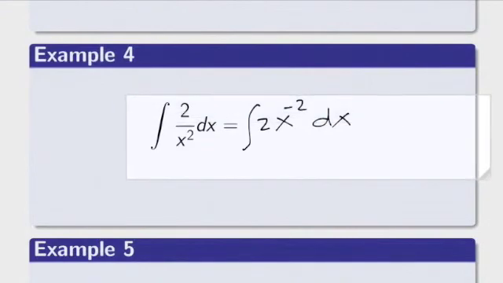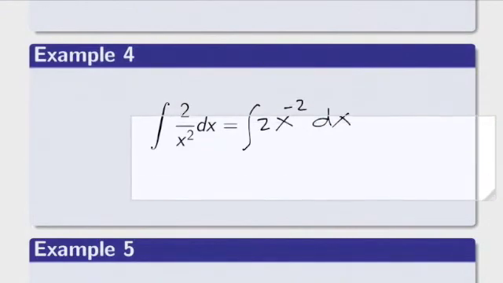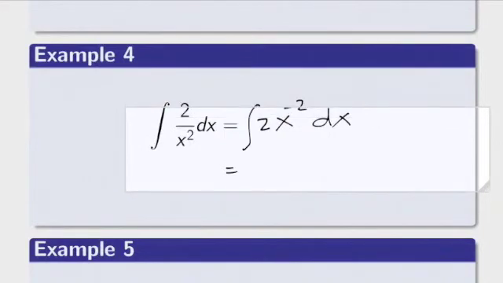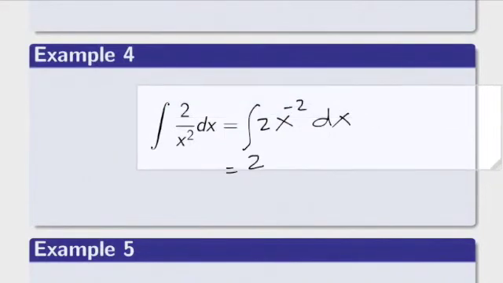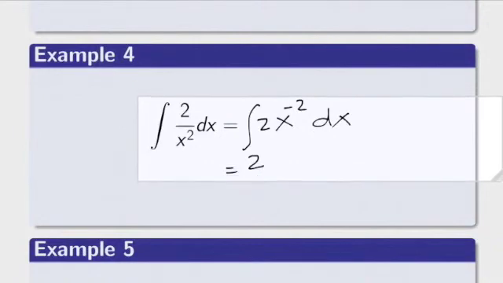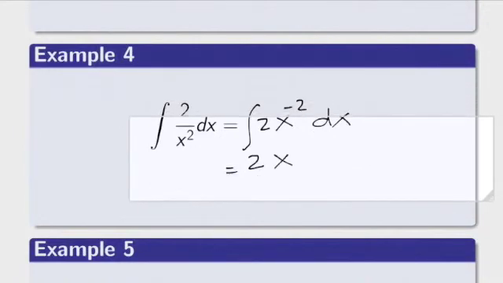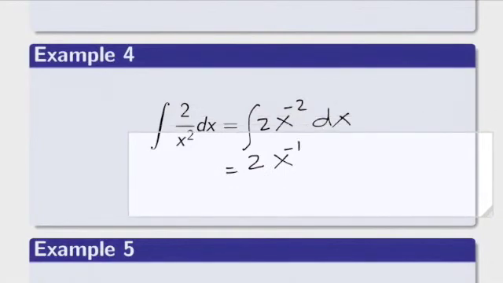Now the constant 2 will remain the same. We look at the index. Index is minus 2, so we'll add 1 to that index. So we will have minus 2 plus 1 is minus 1. We will divide by the index plus a constant is the answer.